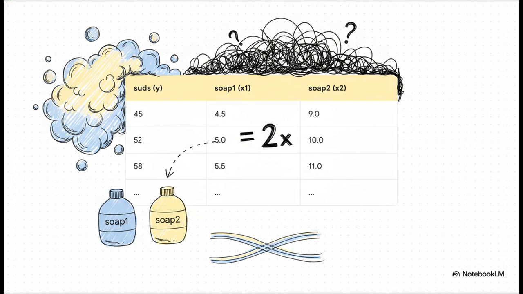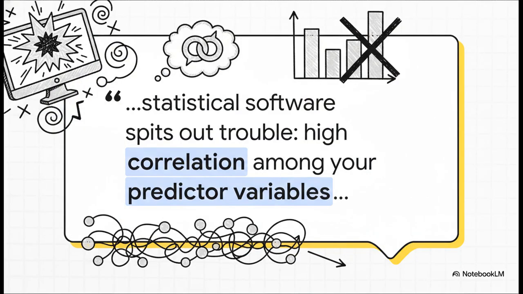We're trying to predict the amount of foam based on two different soaps. But wait a minute. If you look closely, soap 2 is just soap 1 times 2. They're basically twins. Our poor model is now in a state of utter confusion. It has no idea how to tell which soap is the real bubble-making champion, and our results become completely unstable and totally unreliable. So when your model has this kind of identity crisis, your software is going to sound the alarm. As the source material puts it, it will spit out trouble. It's basically going to throw its hands up in defeat, unable to figure out the unique impact of each variable. This is your big, bright red flag, your signal to step in, find the redundant variable, and take it out.